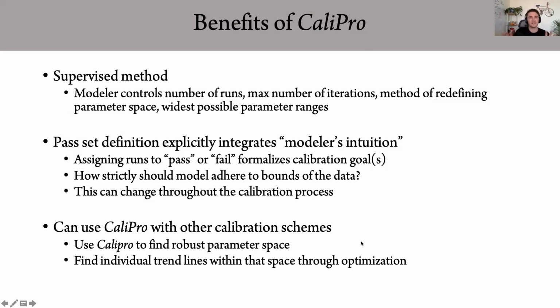These calibration schemes don't exist on an island. You can use CaliPro to find robust parameter space and then use one of those optimization schemes if you think that there's one individual who's got a really cool time series trajectory in your data set, and you want to personalize your model to that individual and start to make predictions about why that individual looks that particular way, like why that individual responded to chemotherapy, for example.